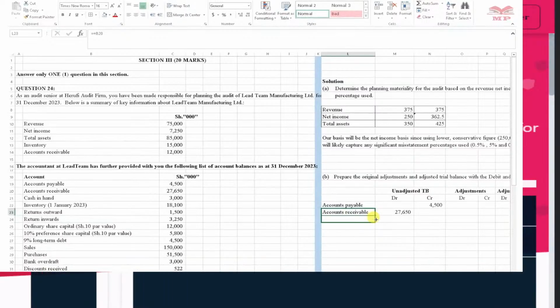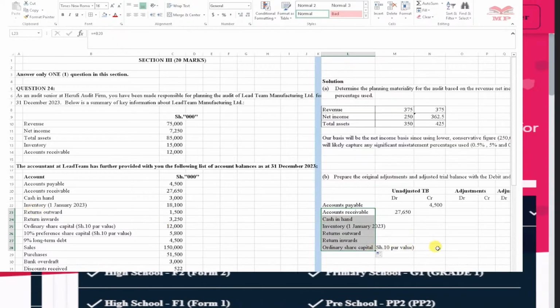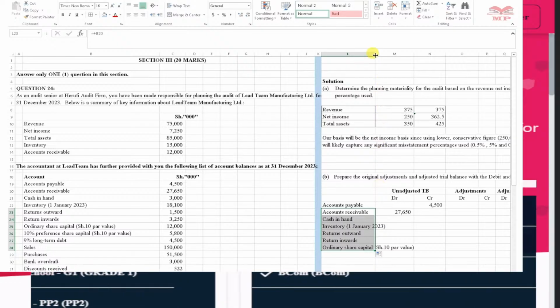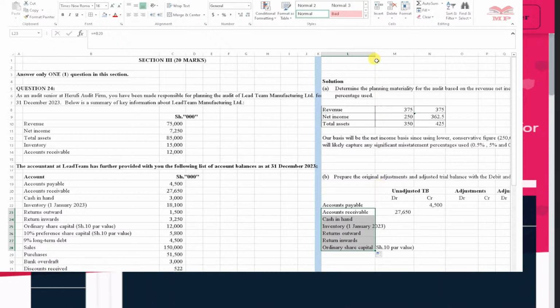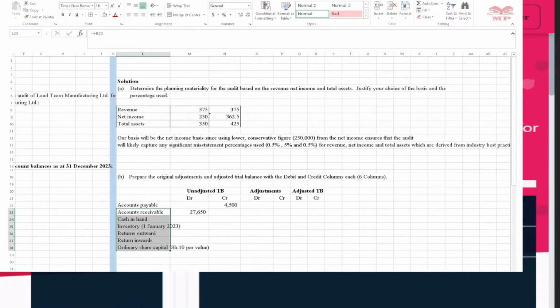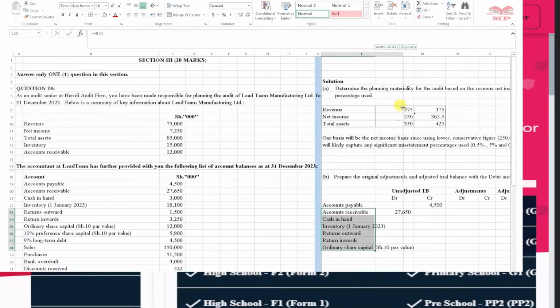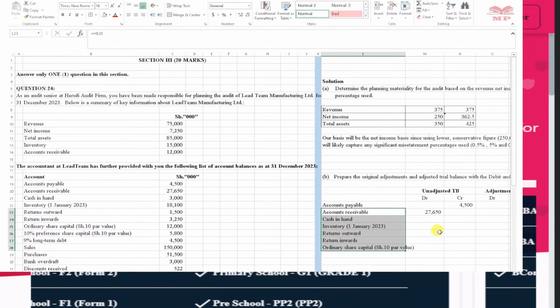Putting in the cash in hand, also the inventory, and return outwards. I'm just reading from right over here. So just put them like that. So here, allow me to put it like that. Excuse me for that. Just put it like this so that I can maybe, perhaps, yeah, that should be fine.